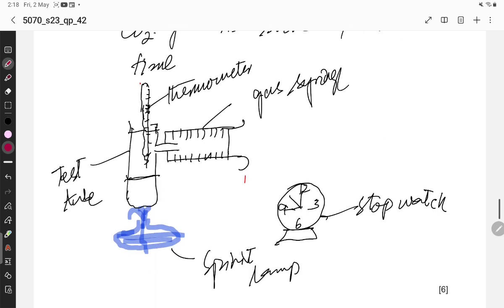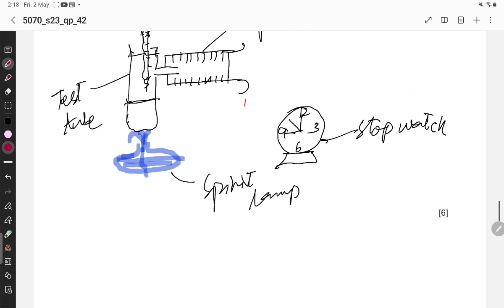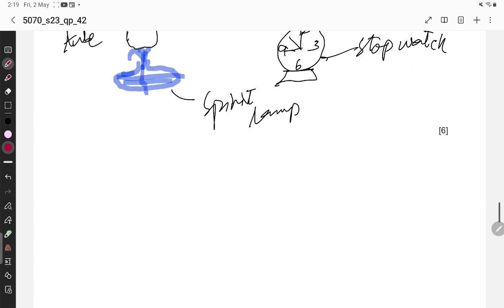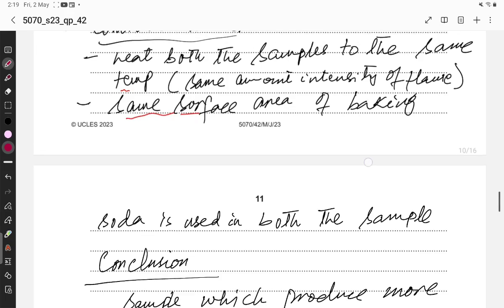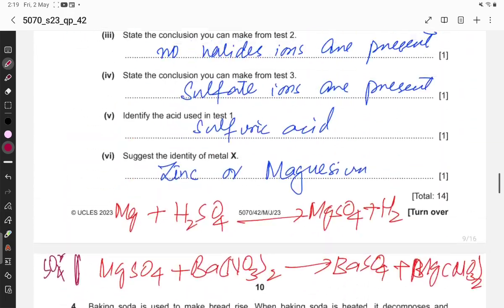So this is the apparatus which we can use for this experiment: stopwatch, thermometer, test tube, Bunsen burner, spirit lamp, and this is the gas syringe where the gas is collected. So this is all about this paper.